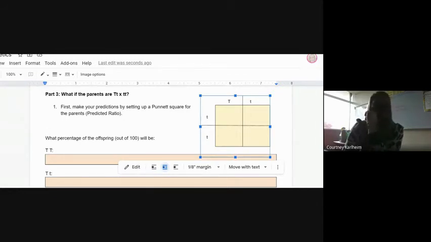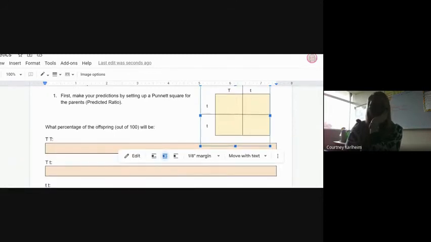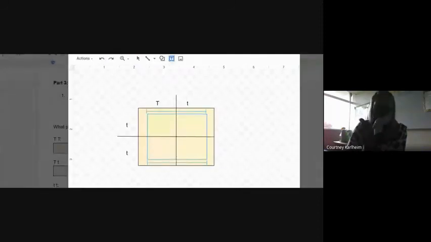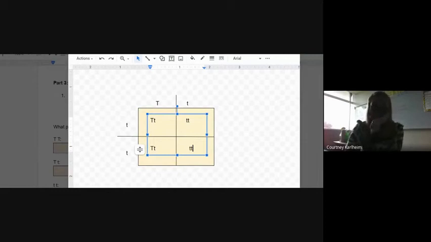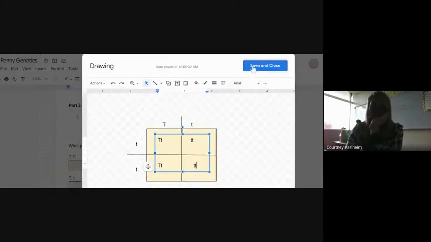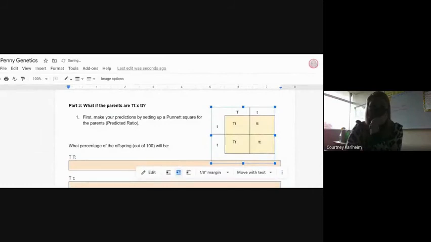Okay, so for part 3, like I said, I set up your Punnett square. You're going to end up bringing this capital T down to both of these, this lowercase t down to both of those on the right side, and then lowercase t's on the top row and lowercase t's on the bottom row. So fill that out. You should have gotten something like that. If you're still working, that's fine. You can check your work.